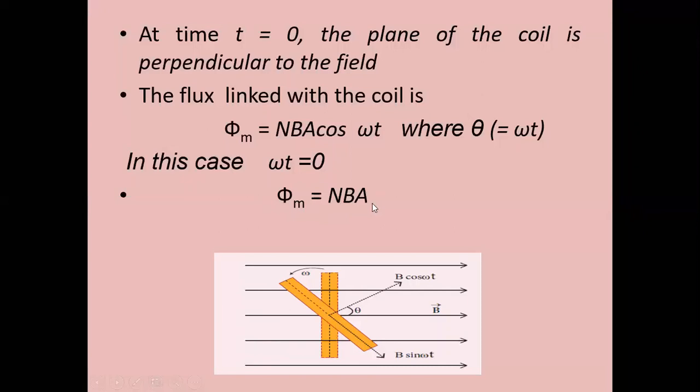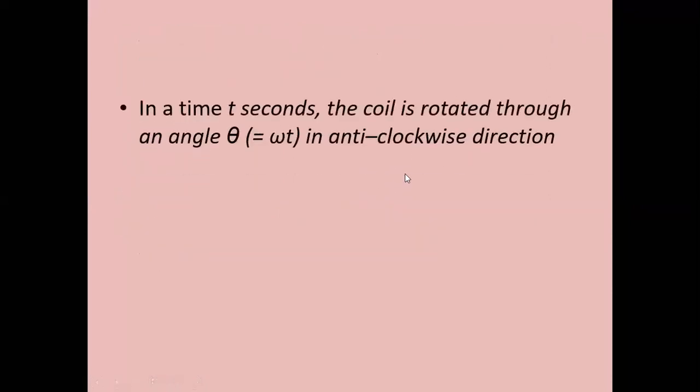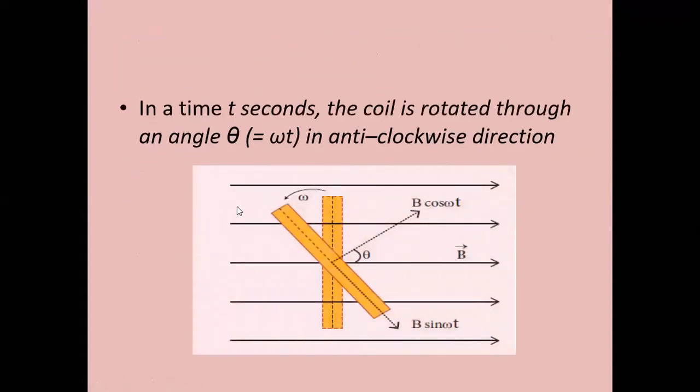When the coil is not rotating, at time t equal to 0, the flux linked with the coil is phi m equal to NBA. So the flux linked with the coil has its maximum value now. We are getting the maximum value of the flux. Now, in time t seconds, the coil is rotated in the anti-clockwise direction. The coil has started rotating in the anti-clockwise direction.